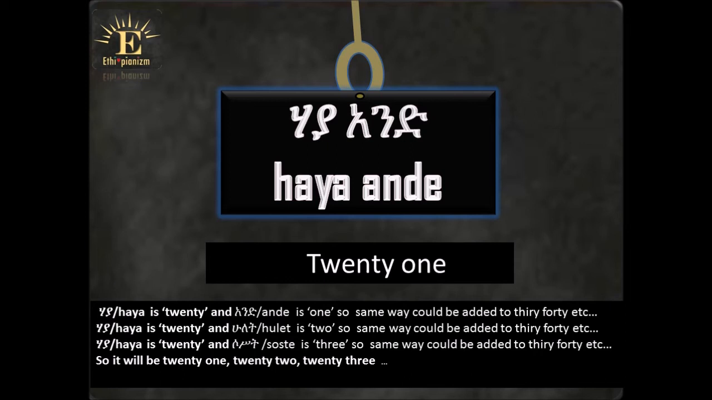So same way could be added to 30, 40, 50. You know, we can say 31, like Salasa and, Haya and, Salasa and, Arba and. It will continue. It's just to give you an idea how you can work it out to add numbers in 20s, 30s, 40s. So please look at the hint and then try to work out all of the others, because I just put the main ones.